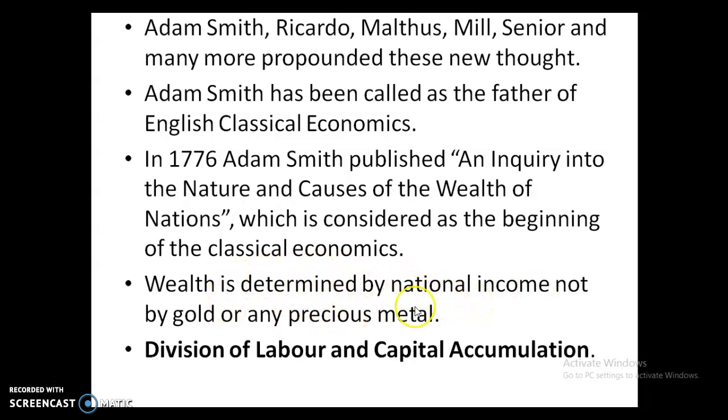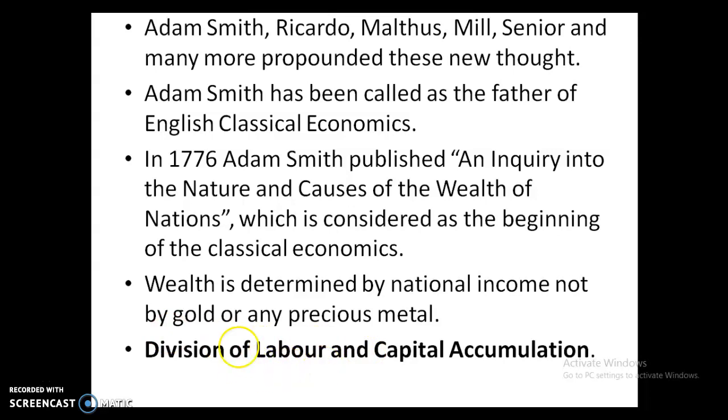So according to Smith, the wealth of a nation is determined by national income and not by gold or any other precious metal. That is an important concept developed by Adam Smith. Again, the national income of a country depends on division of labor and capital accumulation, according to Adam Smith.